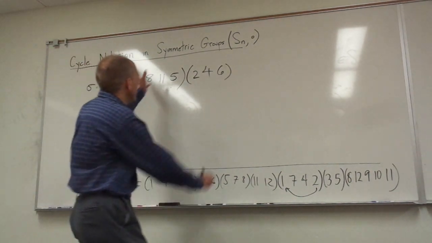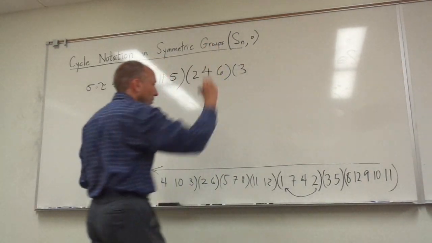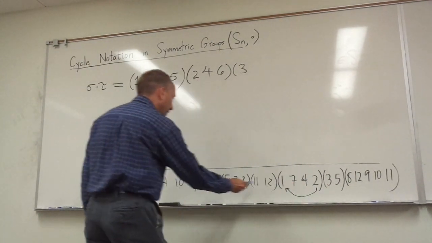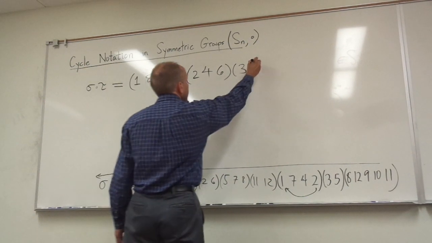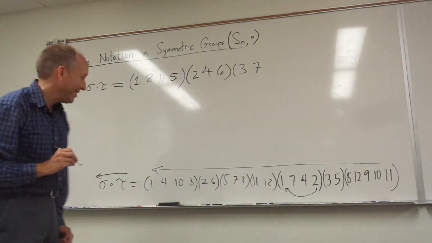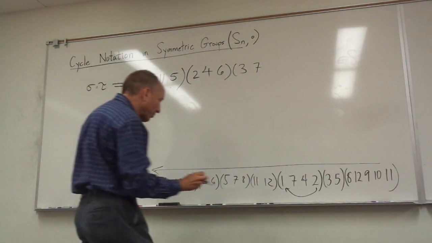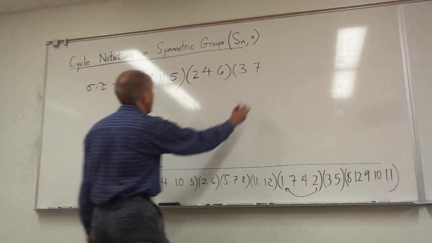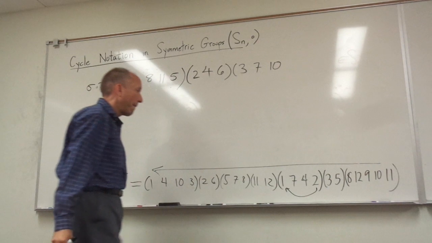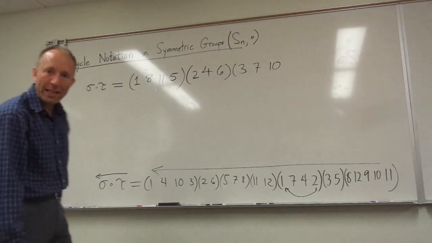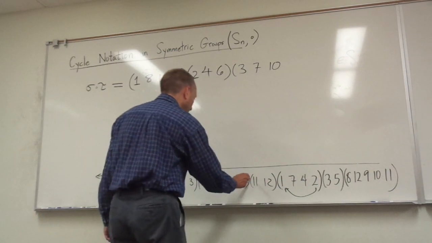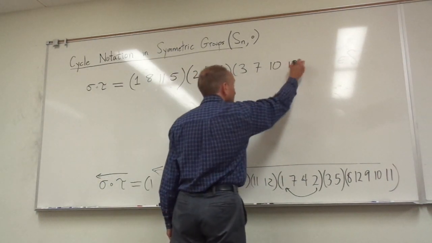Let's pick the next number that we haven't used yet. How about 3? 3 moves to 5 right here, and then 5 moves to 7. So 3 moves to 7. Starting with 7, what happens? Well, 7 goes to 4, and then 4 goes to 10. I'll put 10 there. Now where does 10 get mapped? Well, it starts off getting mapped to 11, but then 11 gets mapped to 12. So I'm going to put 12 there.